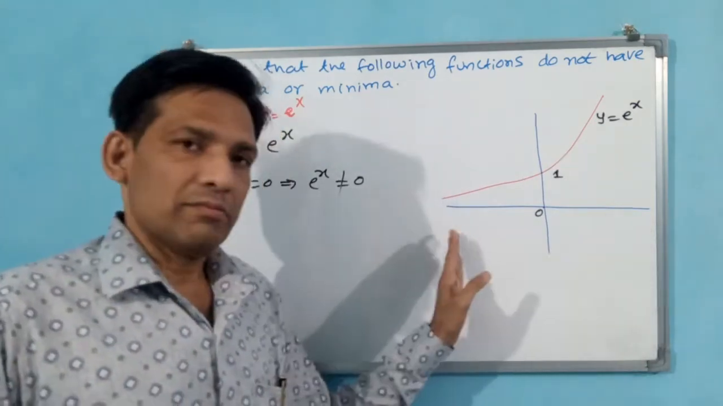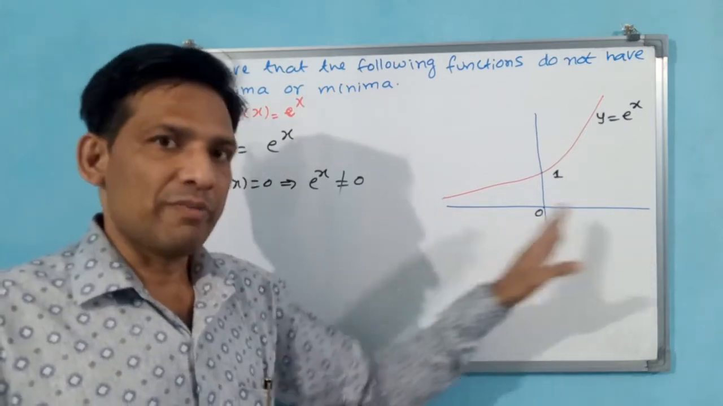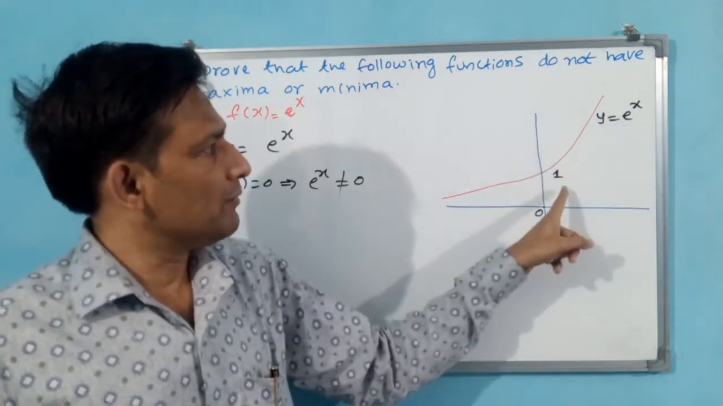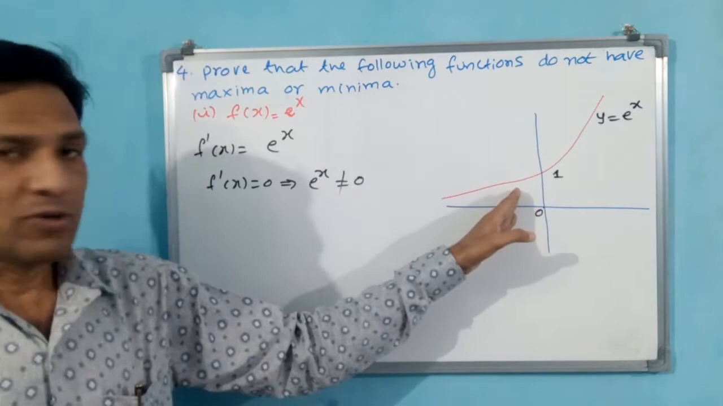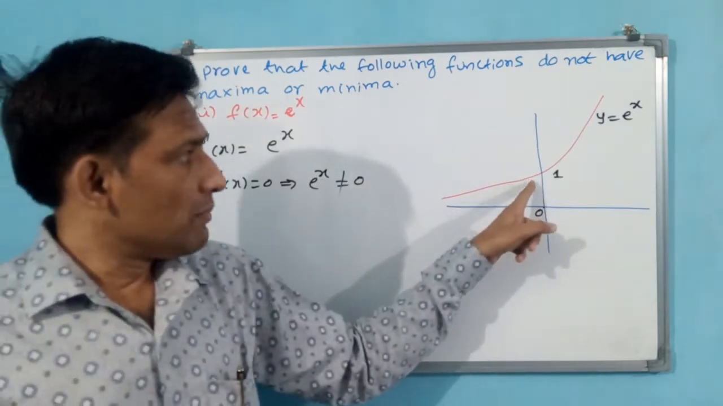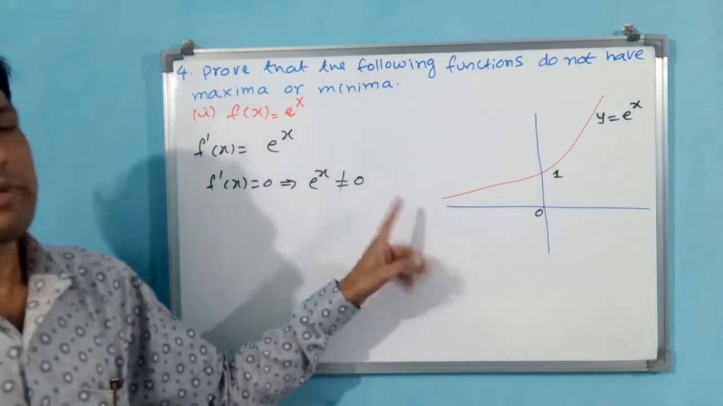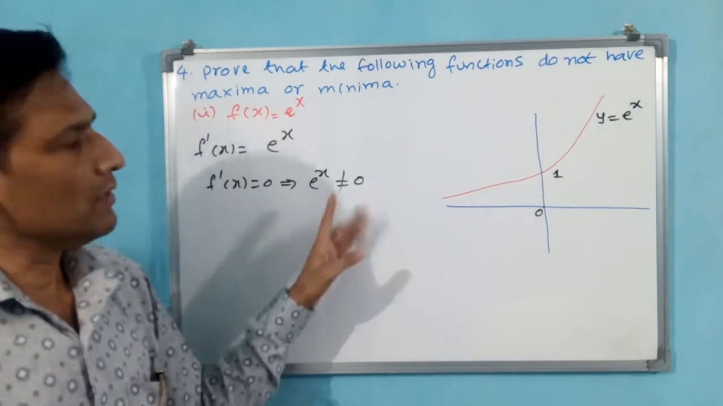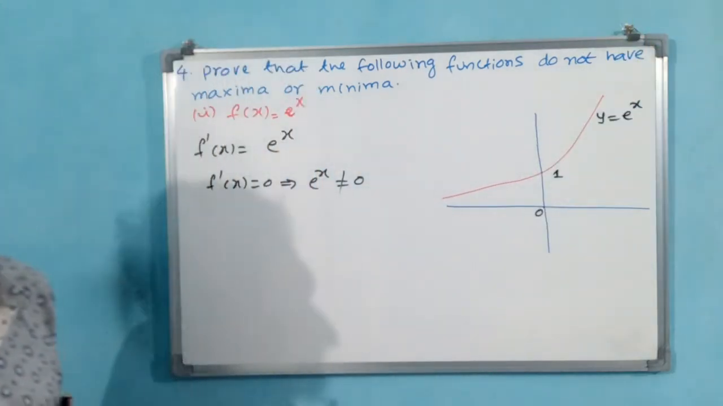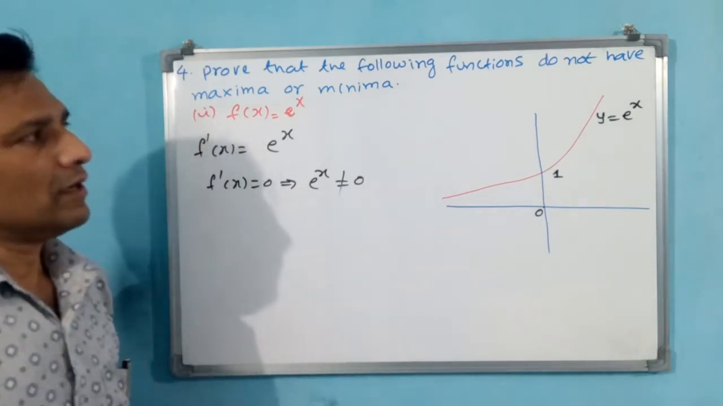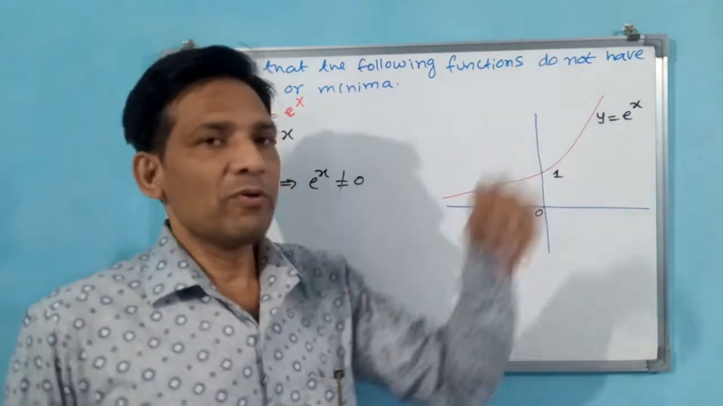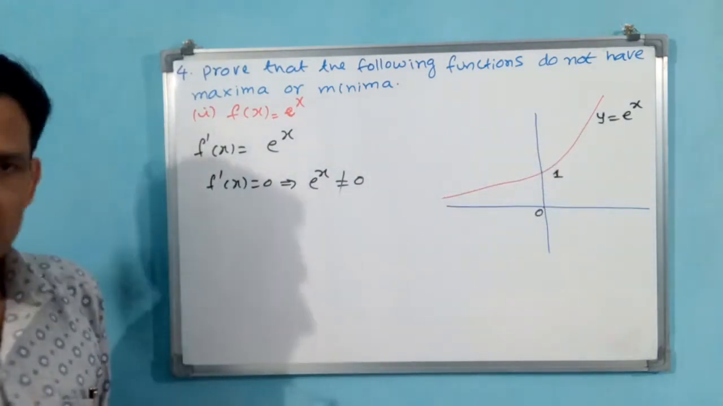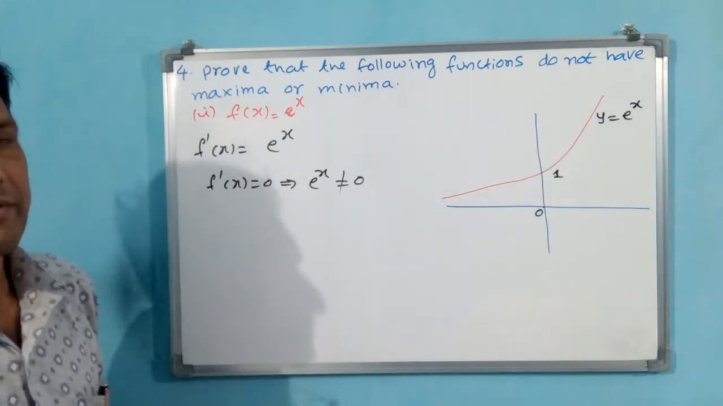You may give x as input a negative or positive number, both you can give. If you give 0, then 1 will come. For a number less than 0, negative numbers also, the output is nearest to 0, but it is never 0. E power x will never be 0. It may go up to infinity, based on the input, but it will never go to 0. That is the speciality of this function e power x, because e is 2.718.